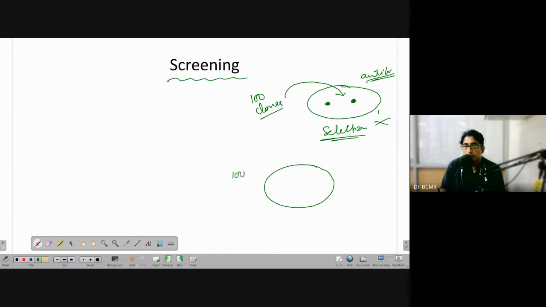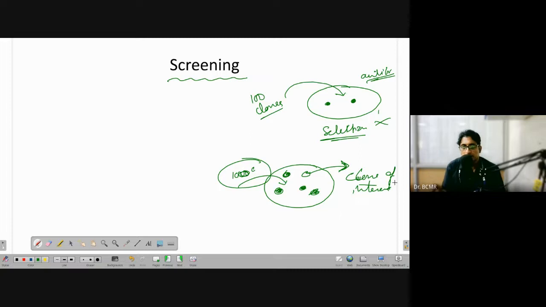Screening is something else. You take 100 clones, and when you plate them, they should have some different characteristic because of which you can identify, yes, this is the clone that I want. So you already have clones, and visually or by some additional experiments, you can figure out which is the clone of interest, right? You can simplistically think of screening as something like that.